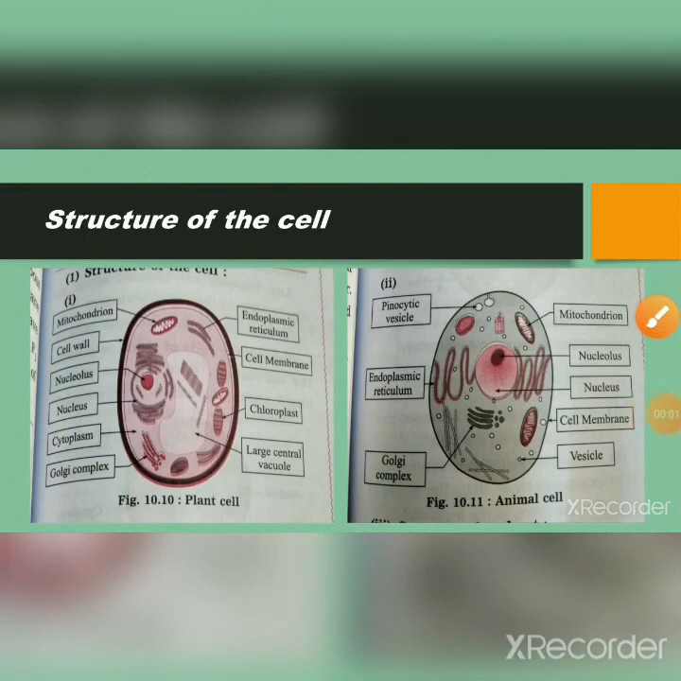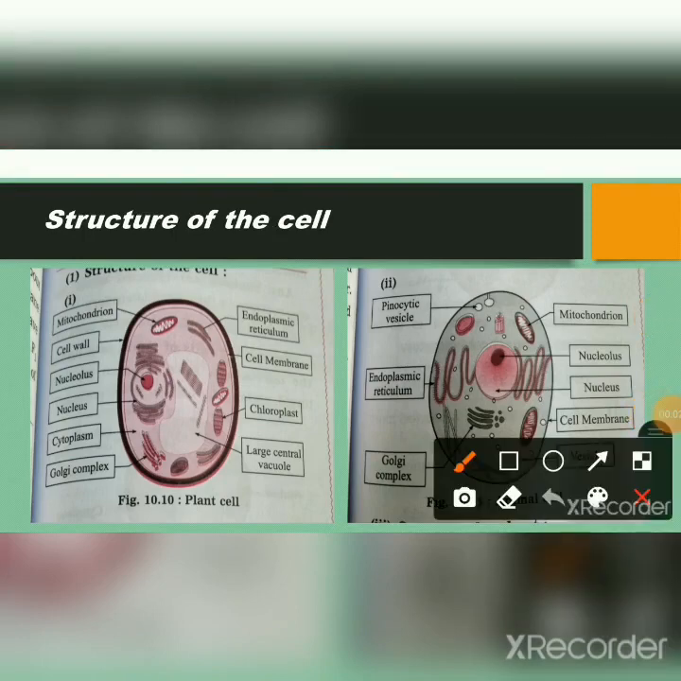Now we'll see the structure of the cell with the help of a diagram. First is the plant cell. Here we'll see mitochondria, cell wall, nucleolus, nucleus, then cytoplasm, then Golgi complex. Then here you can see endoplasmic reticulum, cell membrane, then chloroplast and large central vacuole.